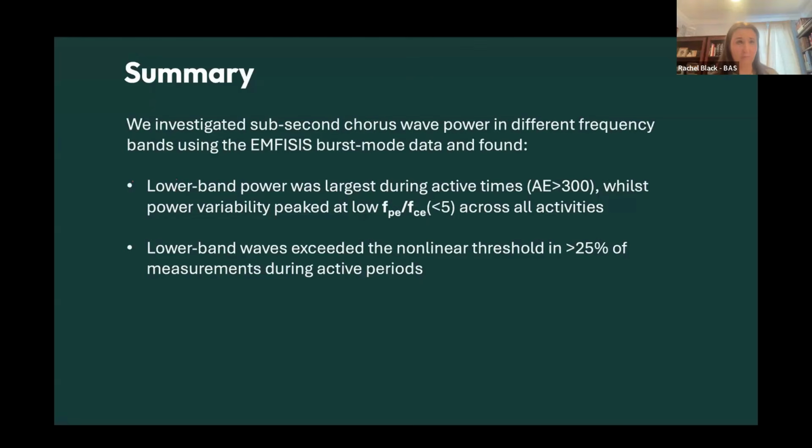So just to summarise these results, we have investigated sub-second chorus wave power in different frequency bands using EMPHASIS burst mode data, and today I only focused on results for the lower band power, for which we observed the largest powers during active conditions according to the AE index, whilst the power variability peaked at low ratios of that plasma to gyro frequency for all activities. The lower band waves also exceeded the nonlinear threshold in over 25% of measurements during active periods.